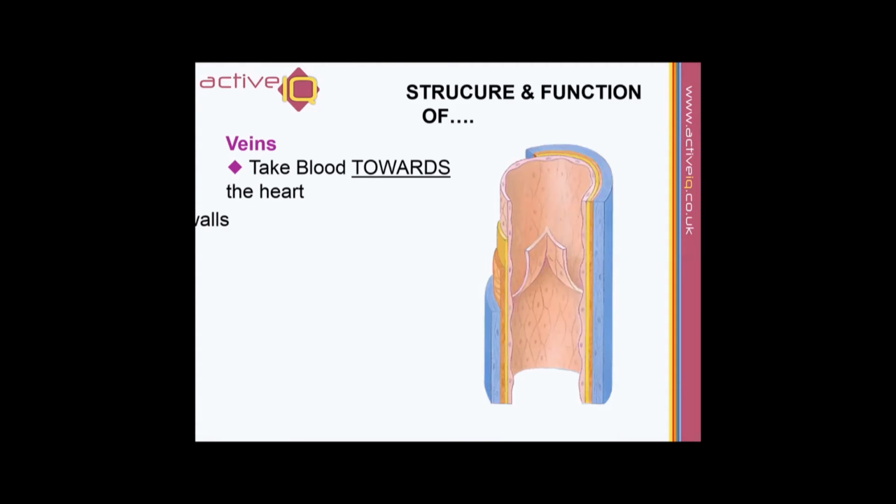The capillary is only one cell thick, so really, really thin, and that allows diffusion of oxygen to and CO2 from the muscles.